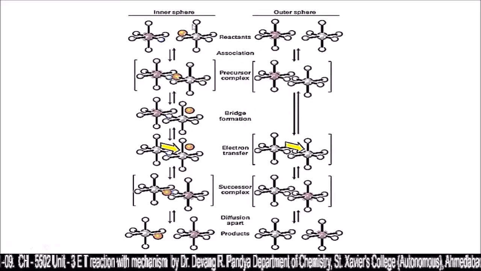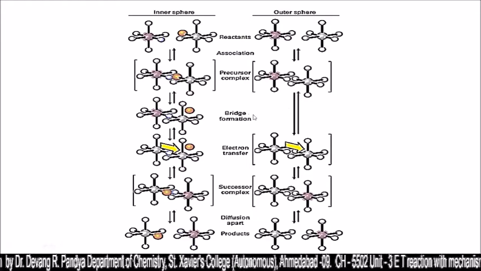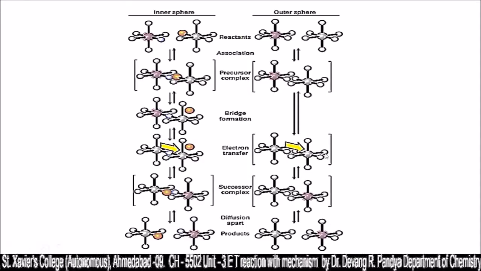Now this is a comparison between inner sphere and outer sphere. In inner sphere you have a bridging ligand. In outer sphere there is no bridge formation; direct metal to metal electron transfer takes place. So that is the difference between inner sphere and outer sphere mechanism.